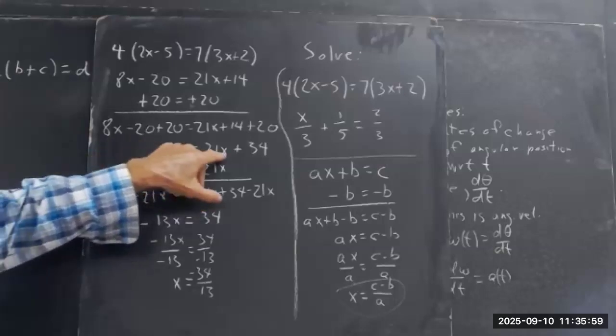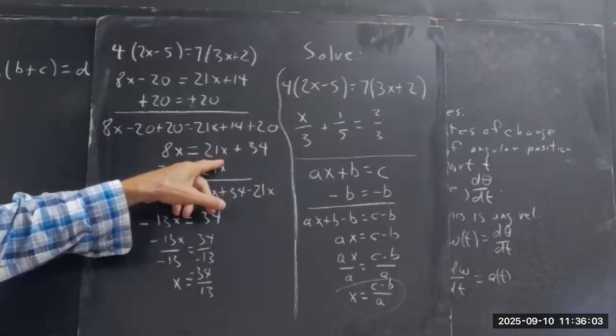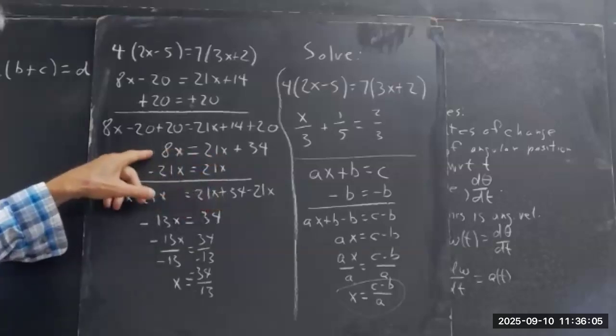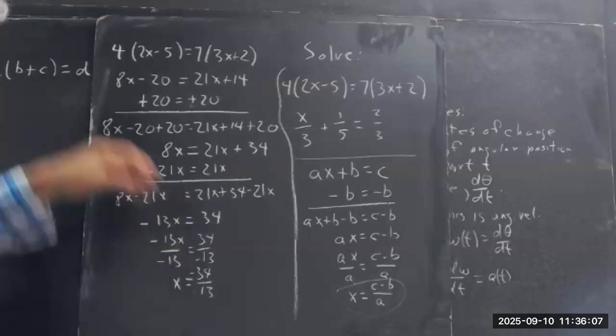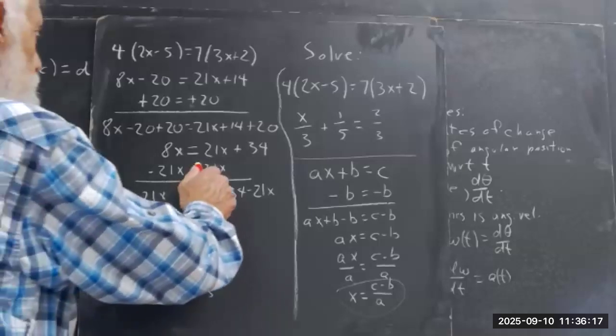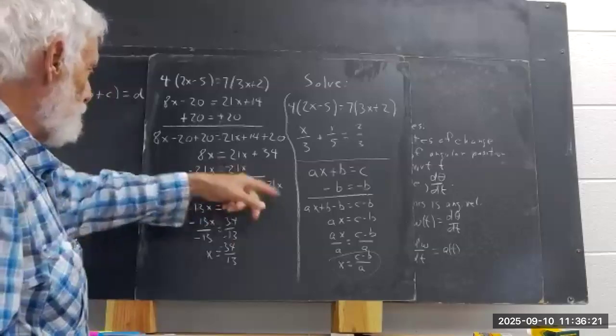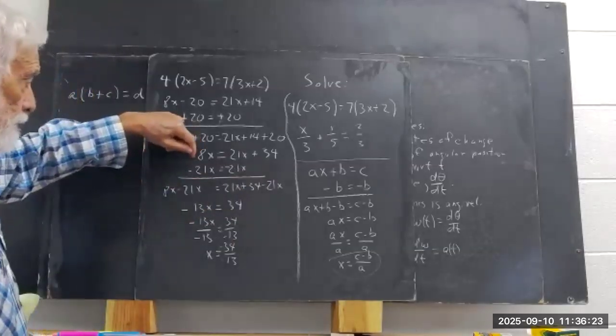What are we going to do? We got x's on both sides. Well, subtract off the x's on this side, and they'll appear on this side. Okay? And when I wrote this out, I didn't have a minus sign in front of this 21x, although I treated it as if I did.